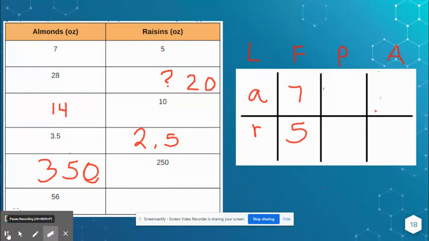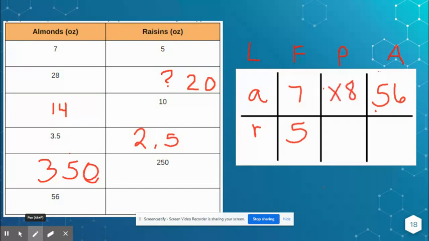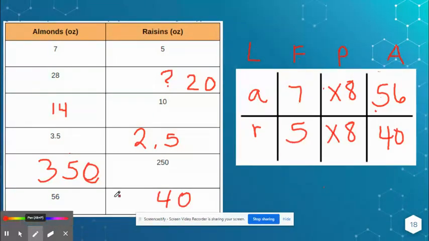And now for the last one, I know there are 56 almonds, so it goes where the almonds go. And we're trying to find the raisins. So how do I get from 7 to 56? Well, that's times 8. Do the same thing top and bottom, 5 times 8 is 40. The answer is 40. And that is how you use the table to find the ratio.